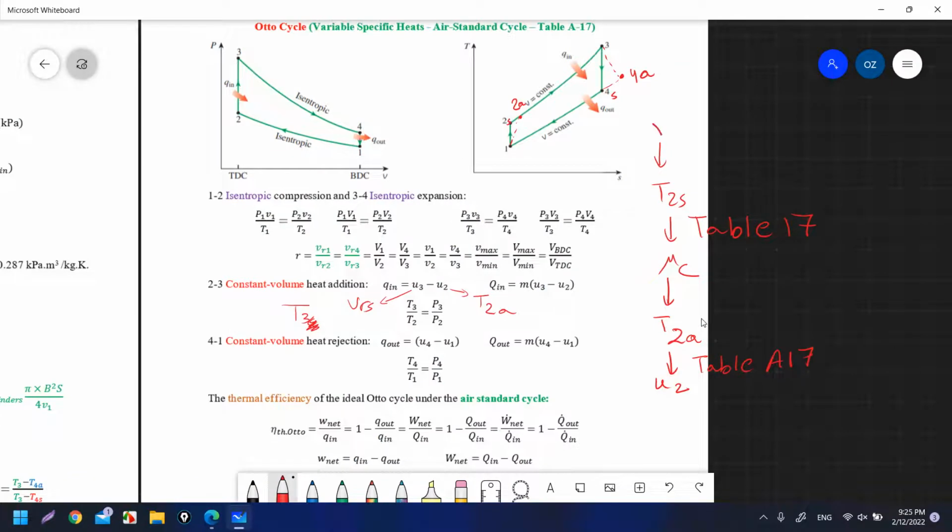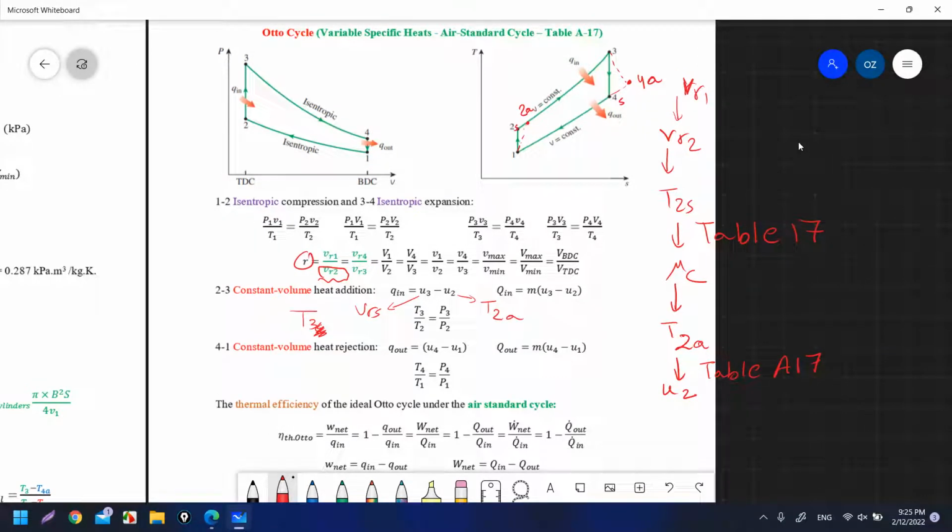So I need VR2, and to find VR2, I have the compression ratio. That is the only equation that contains VR2. I have the compression ratio R, but I don't have VR1. So I need also to find VR1. How can I find VR1? Do I have any state at state 1? Yes, it is given in the question that the temperature at state 1, T1, is equal to 520 Rankine.